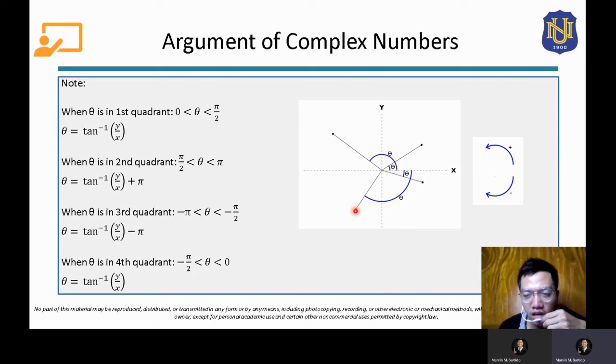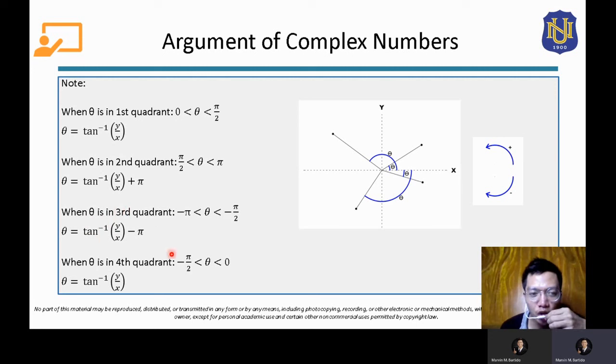for your argument in the third quadrant, since it is drawn from here to here, the rotation will be clockwise. So the value of the theta, the argument, for the complex numbers in quadrant 3 will be negative. Now for the formula for solving for the value of theta, or argument, for complex numbers in quadrant 3, this will be given by this formula: arctangent of y over x minus pi.